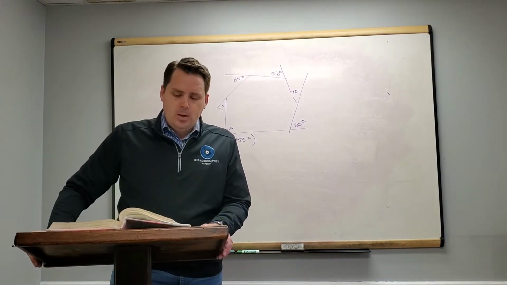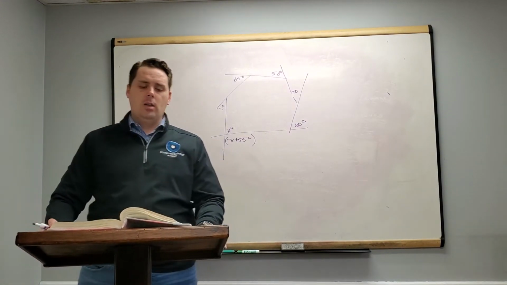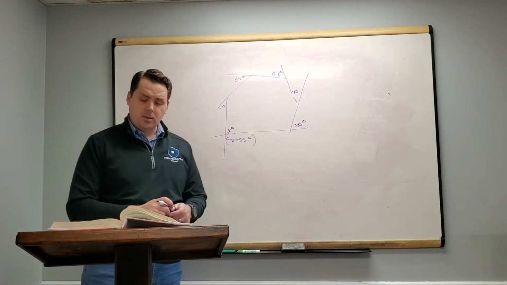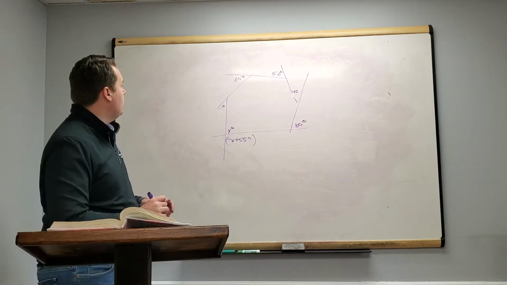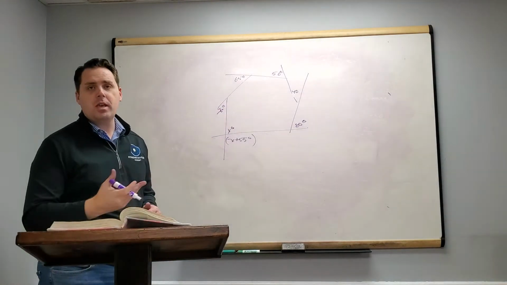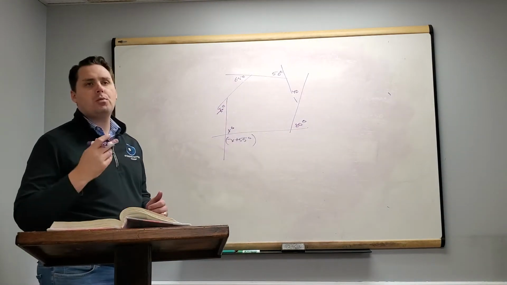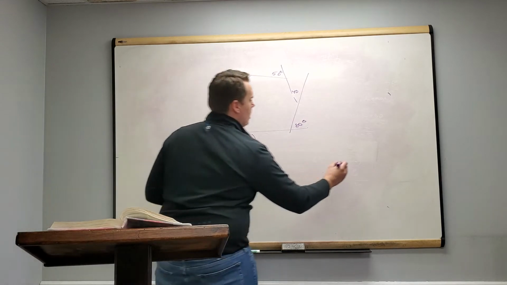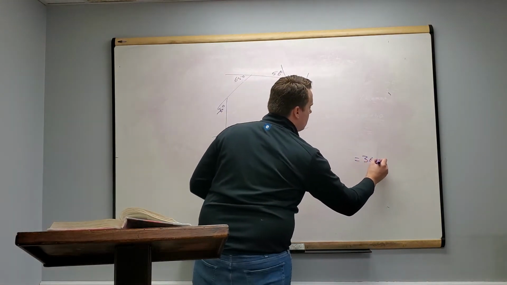All right, Isaiah, let's take a look at lesson number 35, angles and polygons. We've gone over this before, but let's review. The sum of the exterior angles of any polygon always adds up to 360 degrees. So let's write 360 over here.